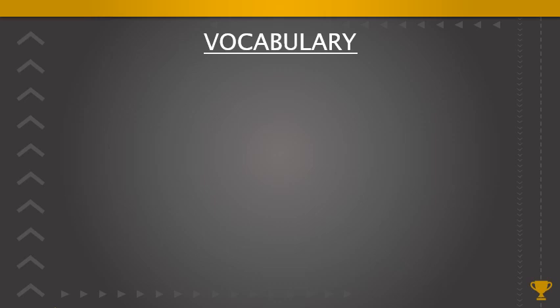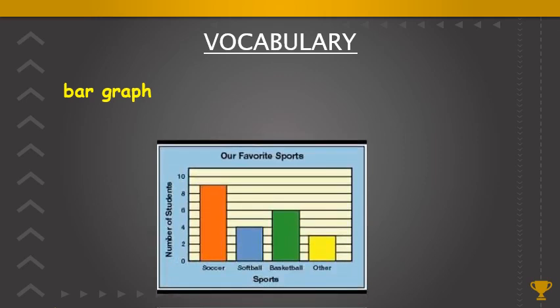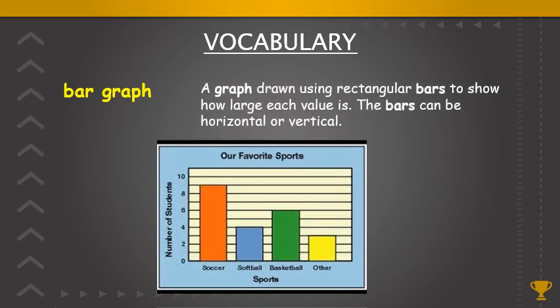Let us start with our vocabulary. The first word, bar graph. An example of a bar graph is here, our favorite sports. A graph drawn using rectangular bars to show how large each value is. The bars can be horizontal or vertical. We call this a bar graph.